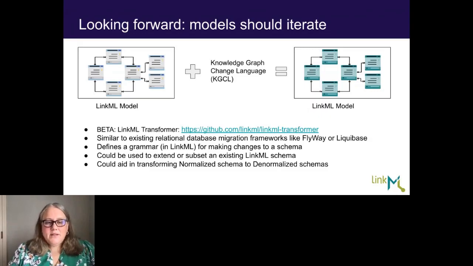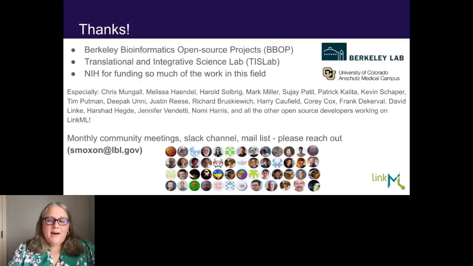And so we have a tool called the LinkML transformer. It uses the knowledge graph change language to help document the transform between an existing model and the endpoint of an evolved model. And you define the grammar in LinkML just the same way you're going to make a schema change. It's kind of like existing relational database tools like Flyway or Liquibase, if you're familiar with those, where you can use the language to transform your model into another model. Okay, so those are some things that we're doing going forward.